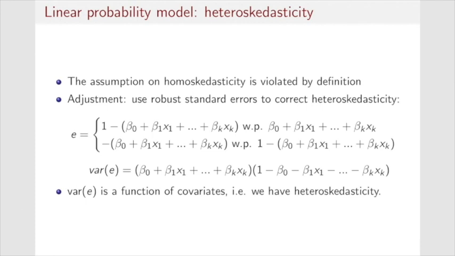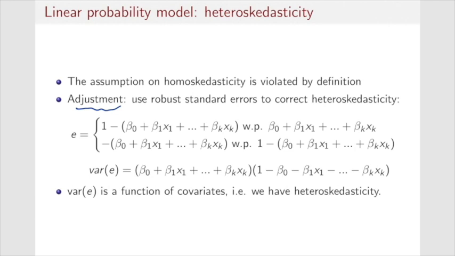The answer is both yes and no. For the binary dependent variable, we do not have the assumption of homoscedastic error terms. But luckily, the OLS method is still valid with some adjustment. We need to use the robust standard error to correct heteroscedasticity. In the next video, we will learn about this topic in more detail.